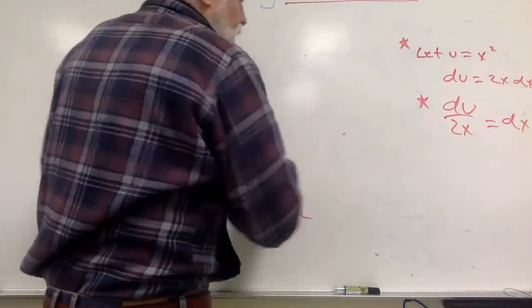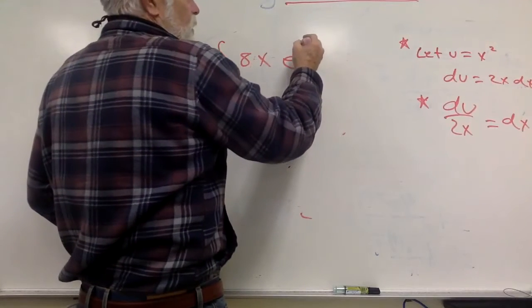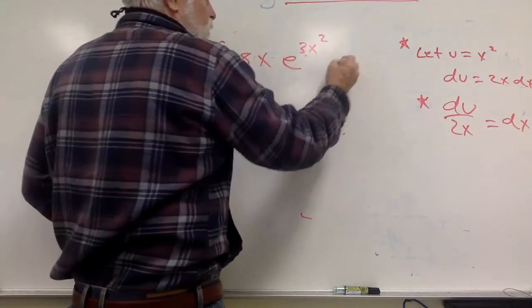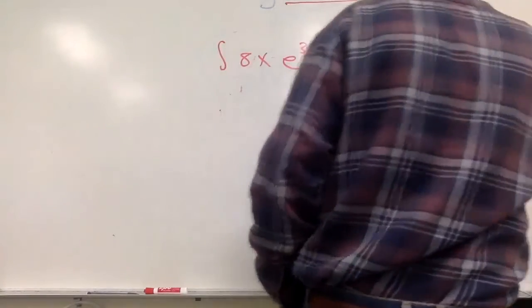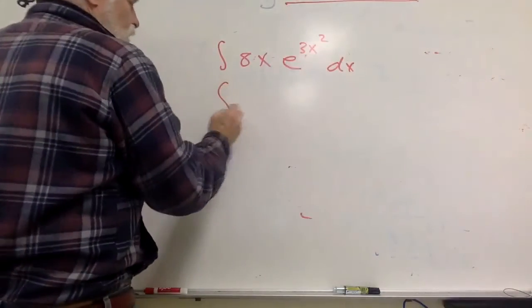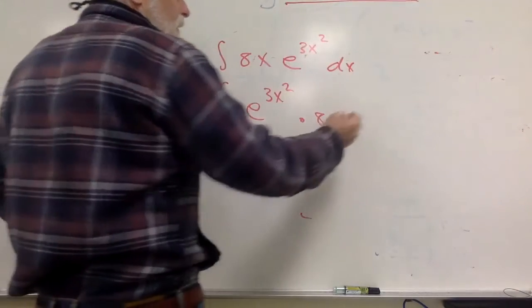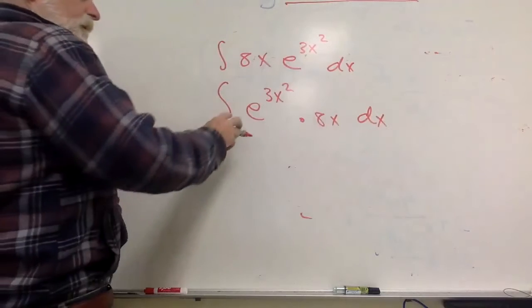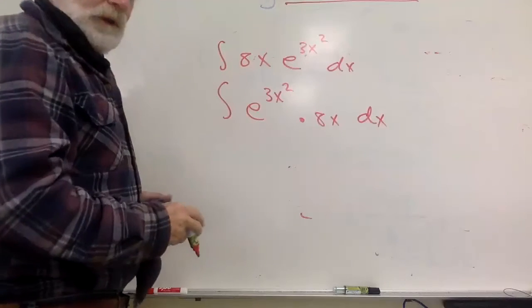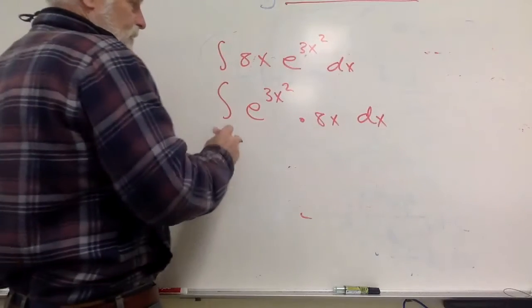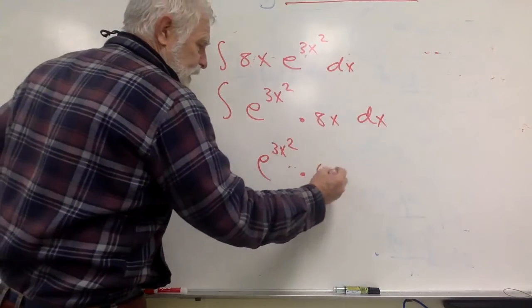Let's try integrate 8x e to the 3x squared dx. Now again, if you're having trouble spotting the u, you might try integrate e to the 3x squared times 8x dx. Hopefully you can see that if you did the chain rule to e to the 3x squared, it's going to have something to do with x to the 1 in it. You would have e to the 3x squared times 6x.